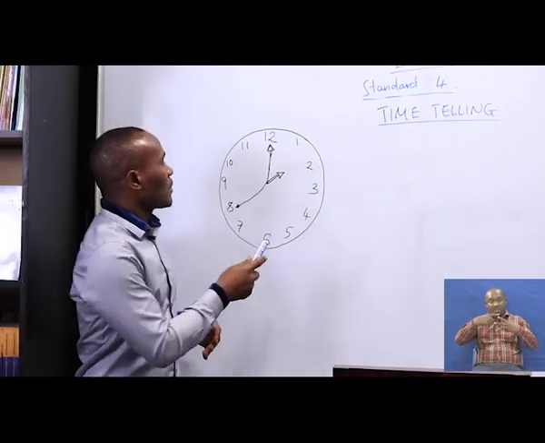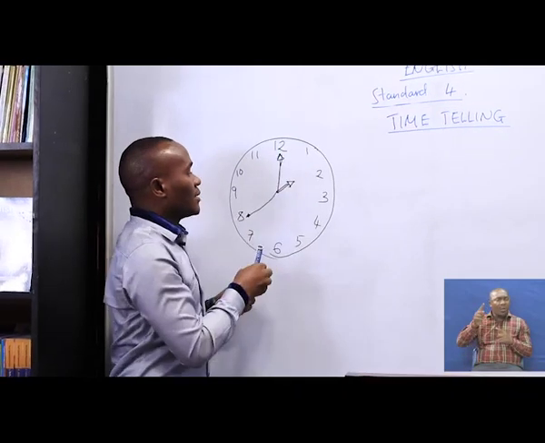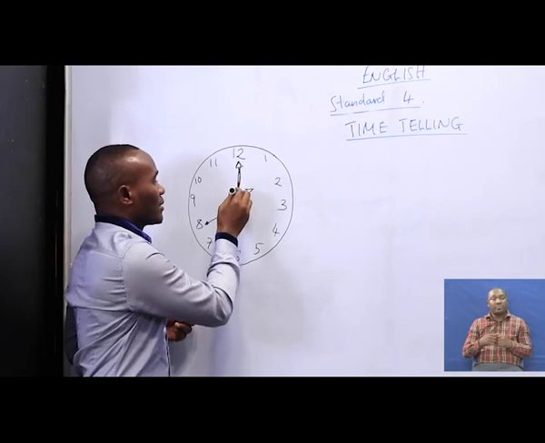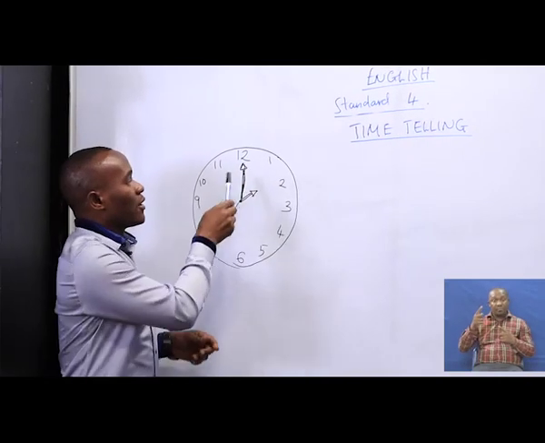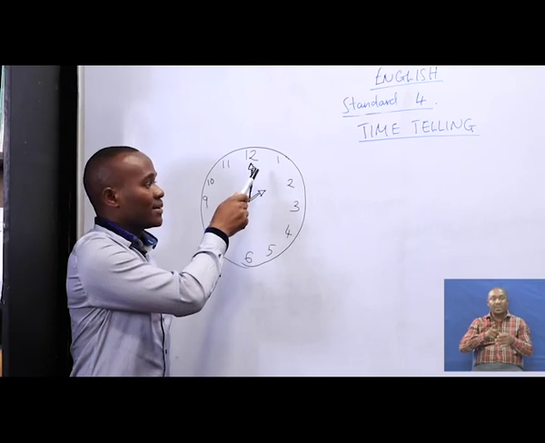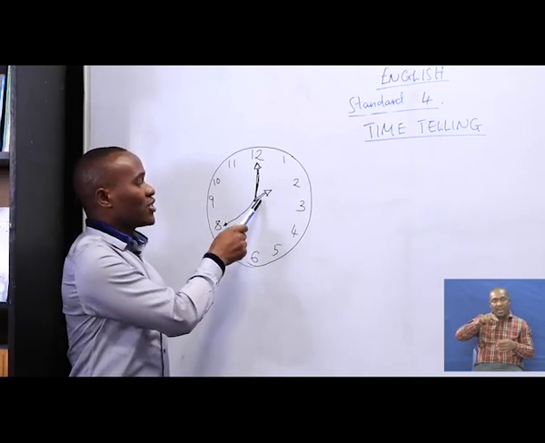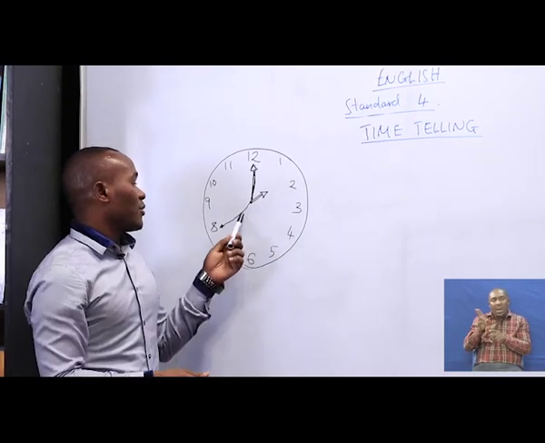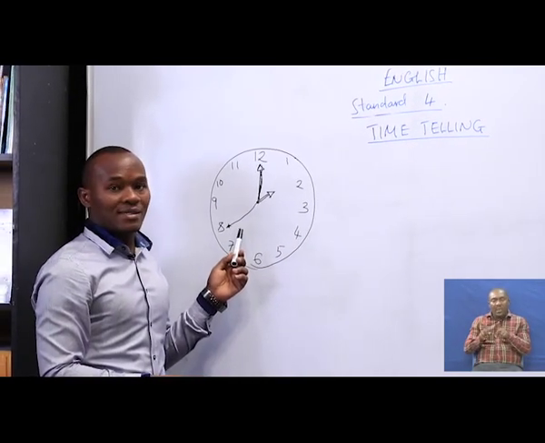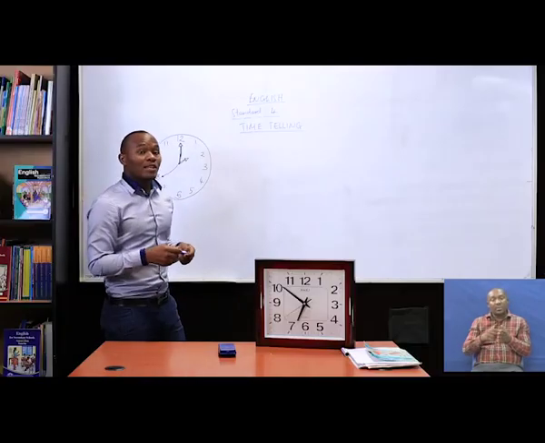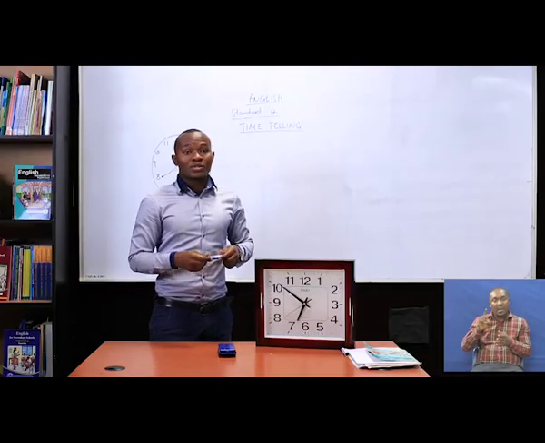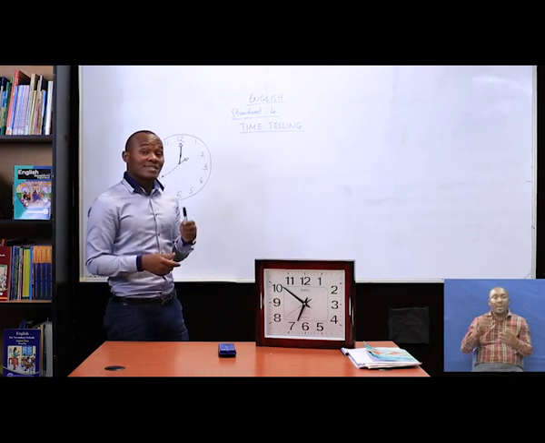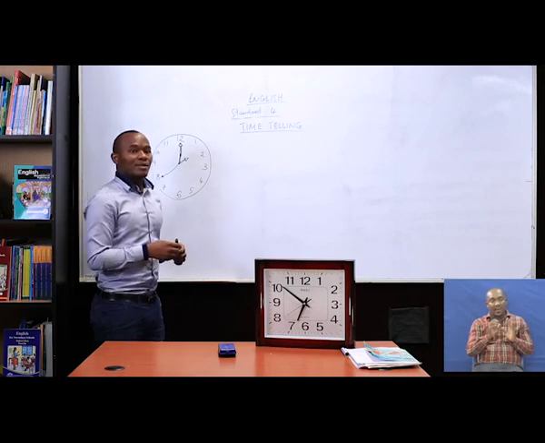The long arrow there is long but not thin like this one. This arrow here shows the minutes. And this short arrow here shows the hours. And the thinnest arrow here shows the seconds. In order to tell the time correctly, we have to know that there are 60 minutes in 1 hour.